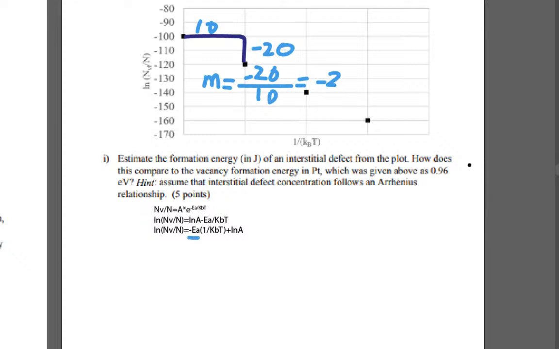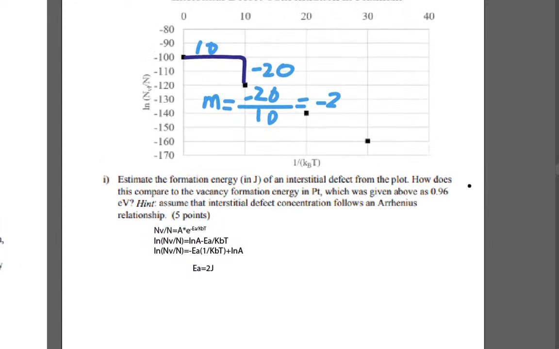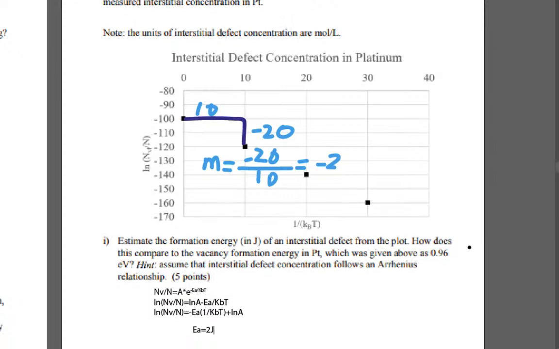That means we know what the activation energy is. We don't care about L and A, we don't care about the rest. All we need to care about is the slope, which is negative 2. And so we found out what the EA is. EA is 2 joules. Why is it in joules? The answer is I also don't know why.